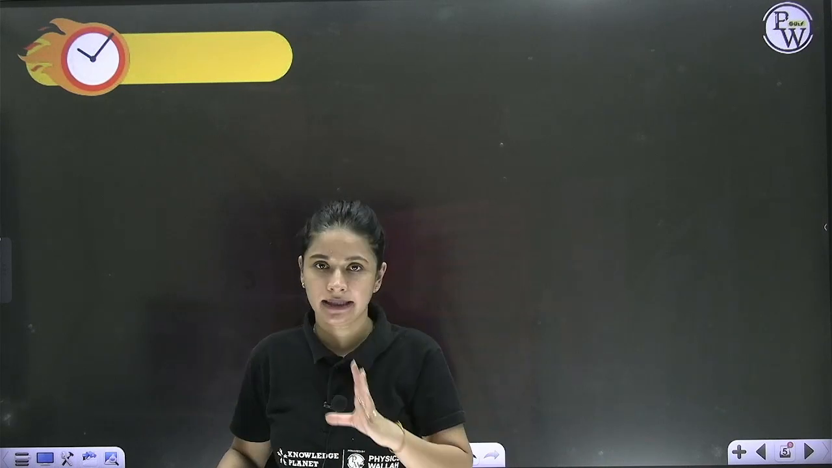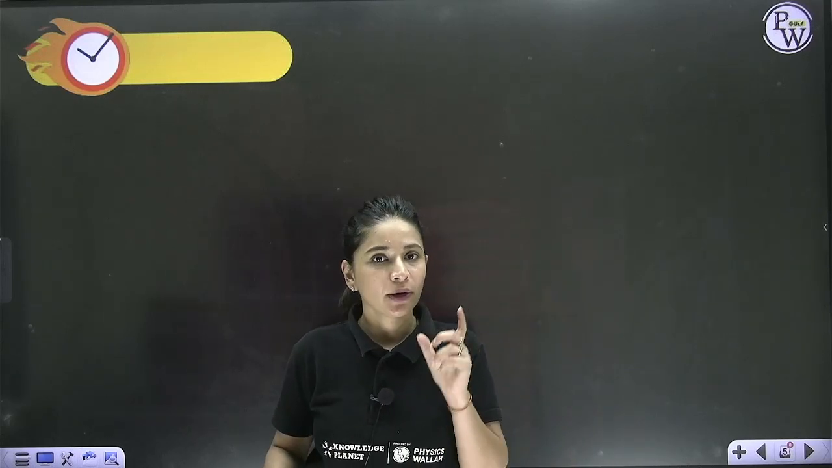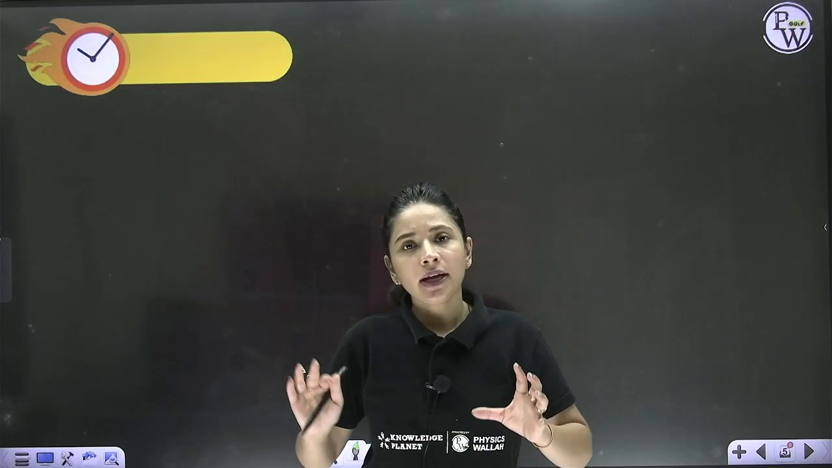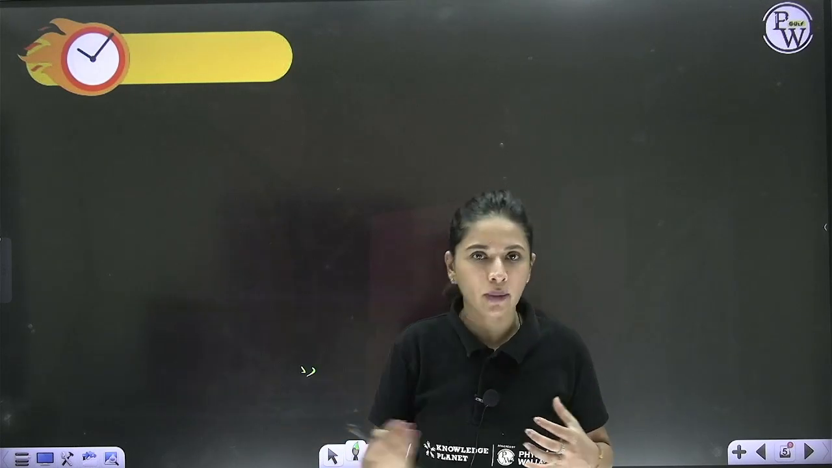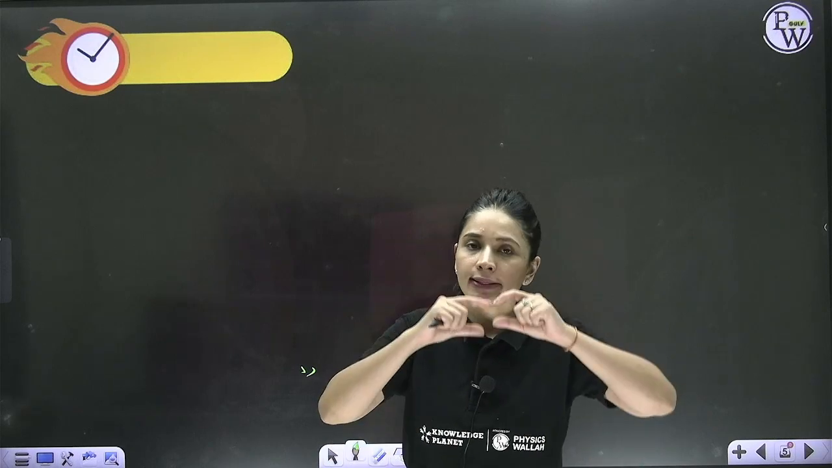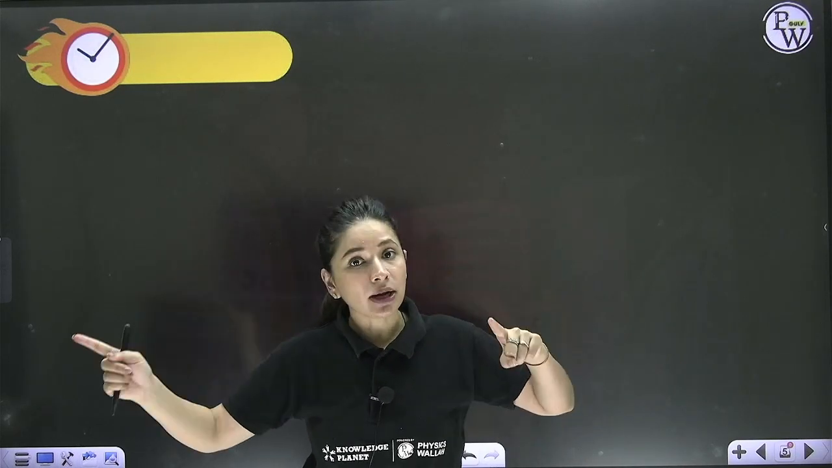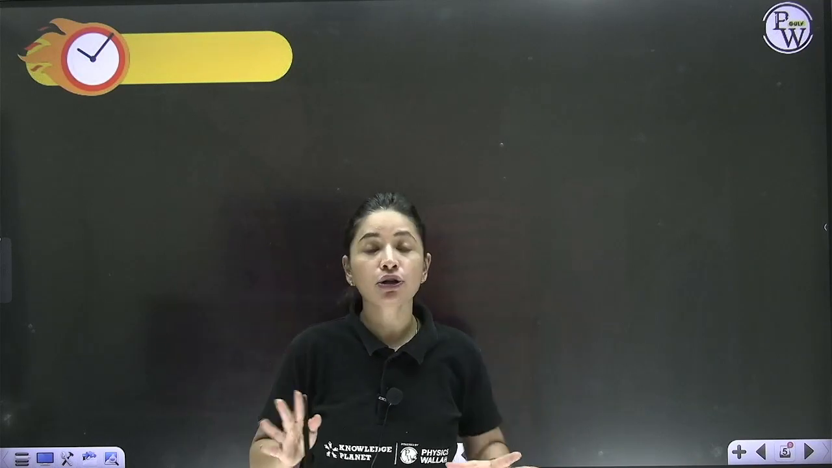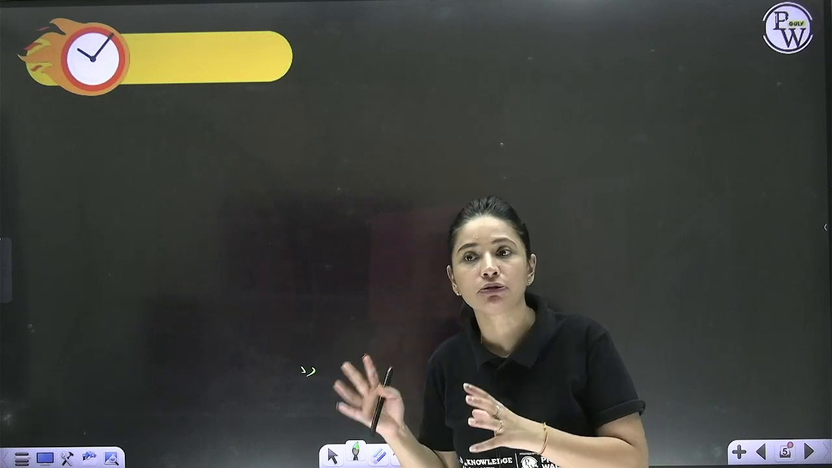deoxyribonucleic acid. Definition wise, DNA is a polymer of nucleotide, right? Yes or no? Now, polymer means different units or same units, when they join together with the help of a bond, they form a long chain called a polymer. So, DNA is a polymer of nucleotide. In short, you can say that the basic unit of DNA is nothing but a nucleotide.